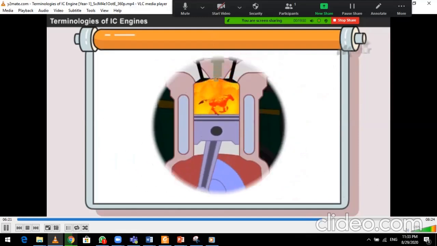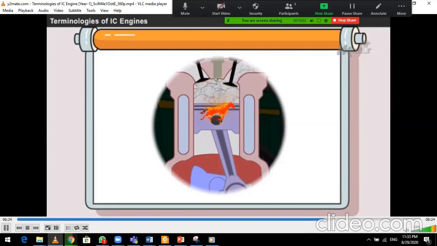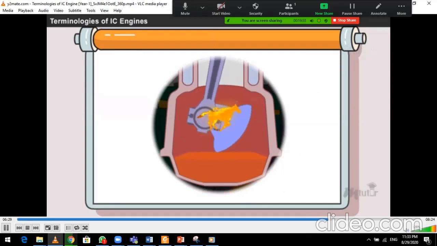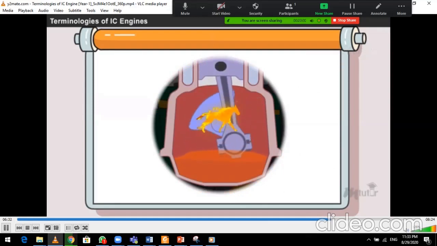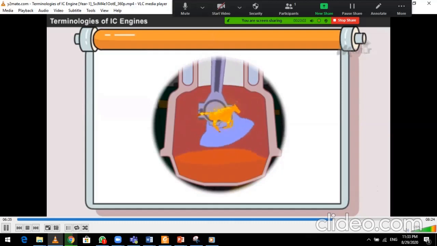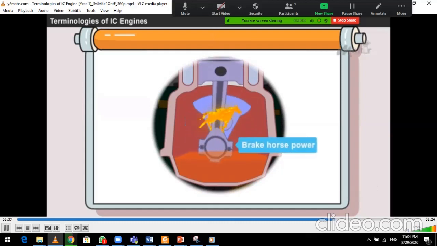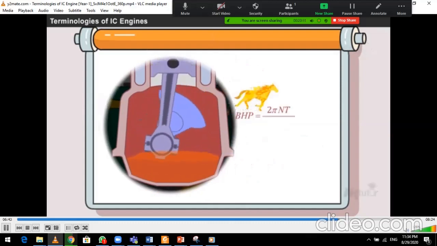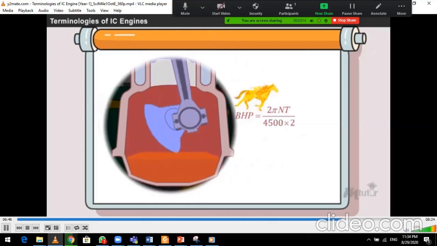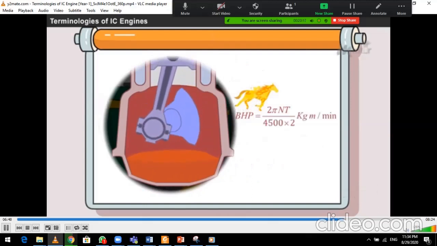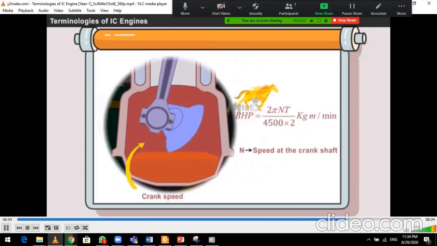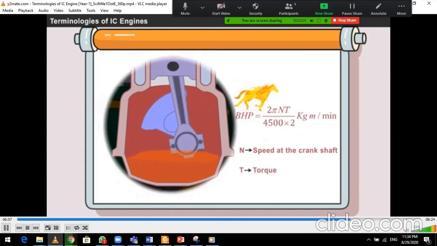The indicated power produced in the cylinder of the engine cannot be achieved completely by the crankshaft. There will be some loss due to friction, so the crankshaft never receives the whole power generated in the engine cylinder. The horsepower available in the crankshaft is known as brake horsepower. BHP is equal to 2 pi NT divided by 4,500 into 2 in terms of kilogram meter per minute, where N is the speed at crankshaft and T is the torque, which is the force that causes the rotational motion.